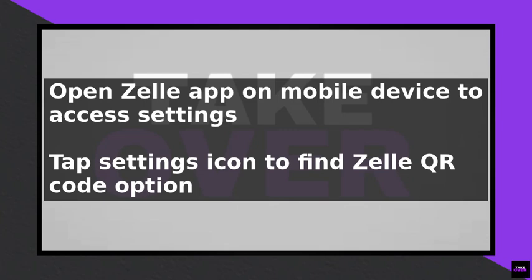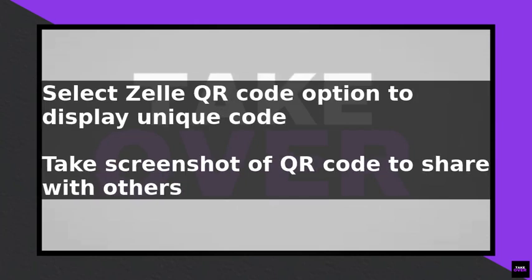This option may vary depending on the version of the app you are using. Once you have selected the Zelle QR code option, your unique QR code will be displayed on the screen. You can share this QR code with others by taking a screenshot of it and sending it to them via email, text message, or social media.